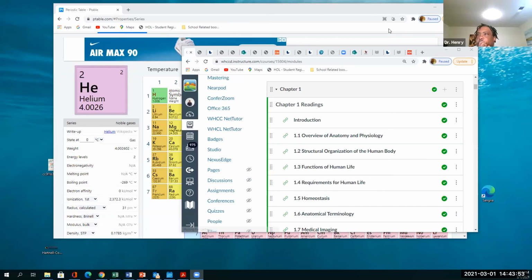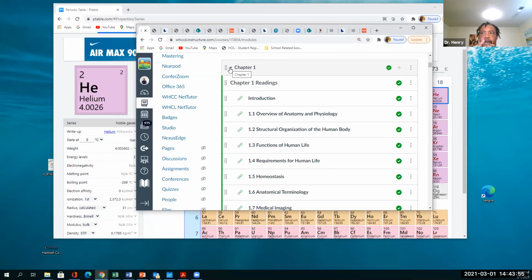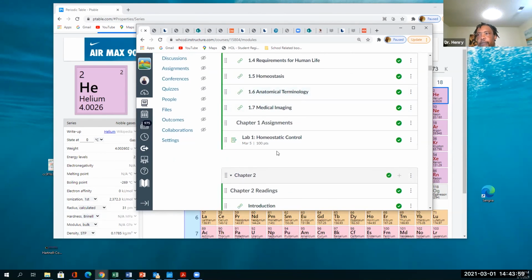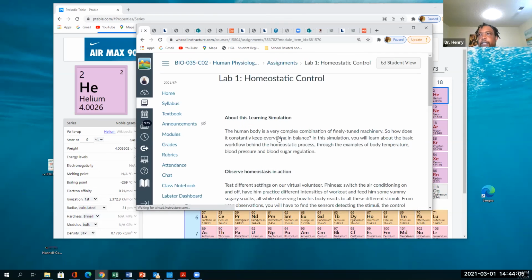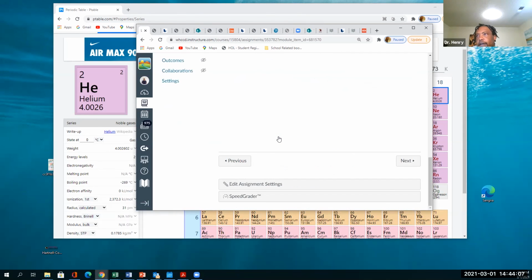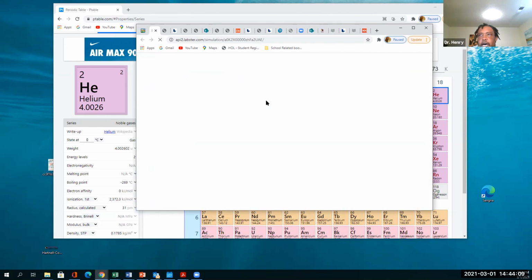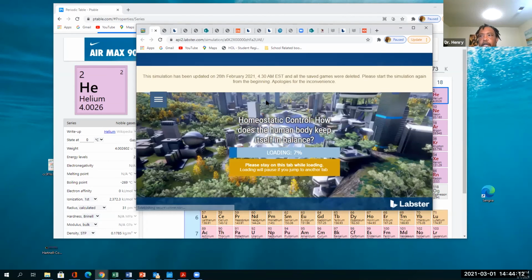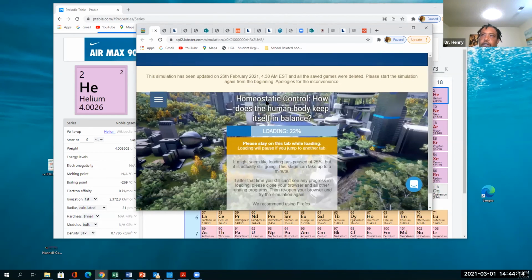Usually all your assignments are going to fall into place after the chapter or in the chapter that we're currently working on. So if you go to the bottom of chapter 1, that is your very first lab. That is homeostasis control. If you click on it directly and then click the link at the bottom, it'll actually open it up for you. It takes a little bit of time to get started, but it should work.